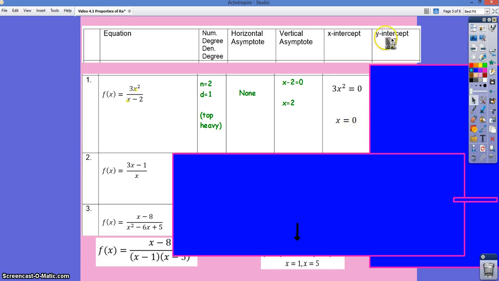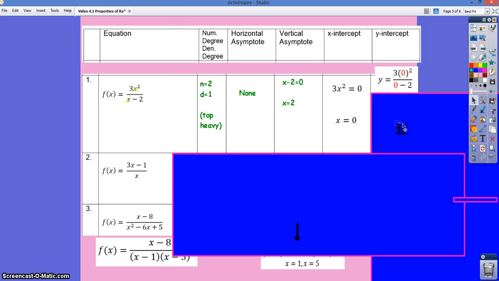And finally, how did we find the y-intercept? The y-intercept. I'm going to take this original function. Wherever I see an x, I'm going to put a 0. I also copied f of x as y, so f of x, I wrote as y. Wherever I see an x, I'm going to put a 0.